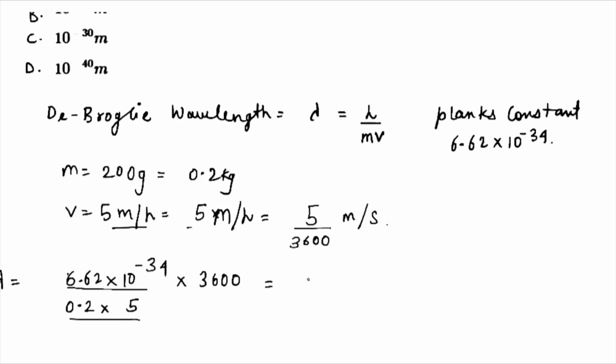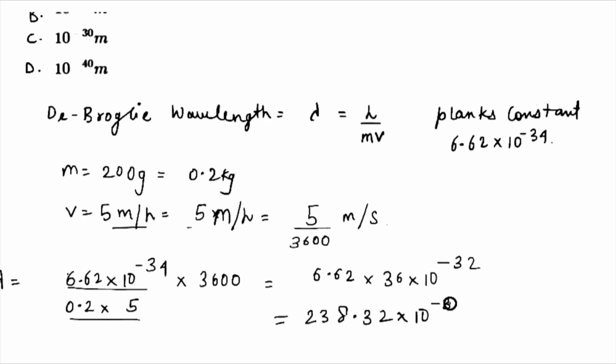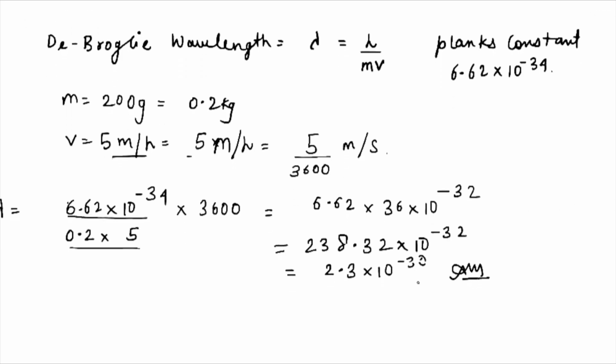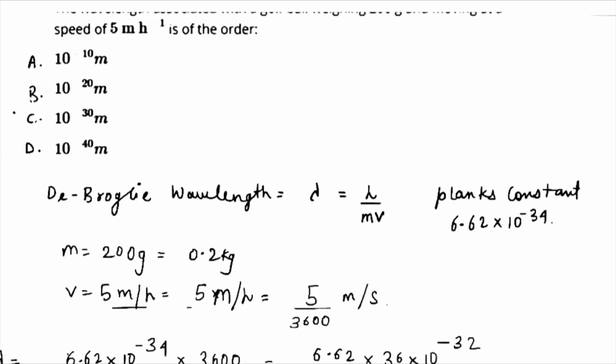So this is 6.62 into 36 into 10 raised to minus 32, which equals 238.32 into 10 raised to minus 32. This we can write as 2.3 into 10 raised to minus 30. So this is the answer, of the order of 10 raised to minus 30. This is option C.